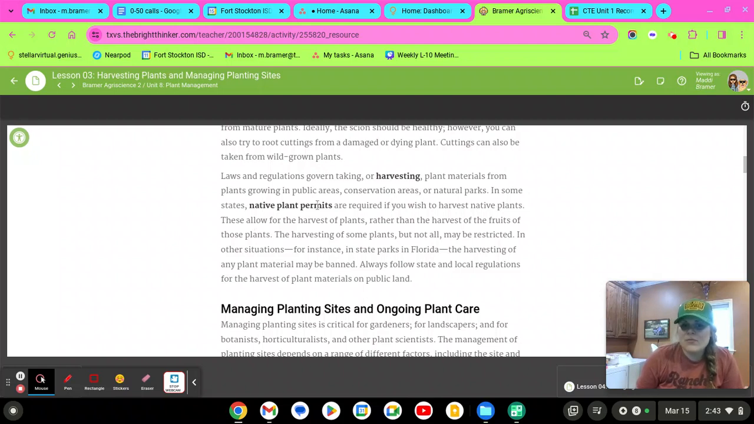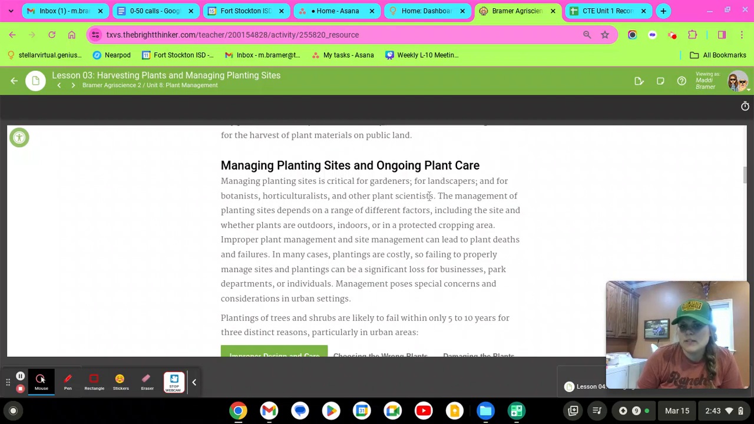In some states, native plant permits, so native means native to that state, are required if you wish to harvest native plants. So you could be fined, and you could actually go to jail, if you don't follow these regulations. The harvesting of some plants, but not all, may be restricted. Like in state parks in Florida, the harvesting of any plant material may be banned. Always follow state and local regulations when you're harvesting plant material.